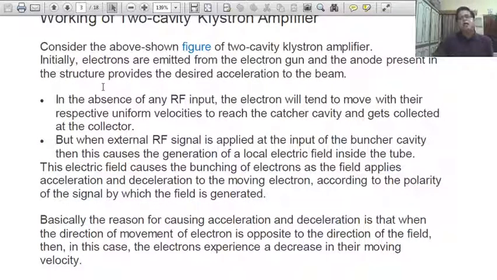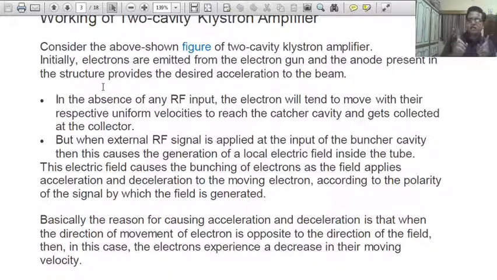Initially, electrons are emitted from the electron gun, and the anode present in the structure provides the desired acceleration because a potential is applied between the cathode and anode. In the absence of any RF input, the electrons will tend to move with their respective uniform velocities to reach the catcher cavity and get collected at the collector.